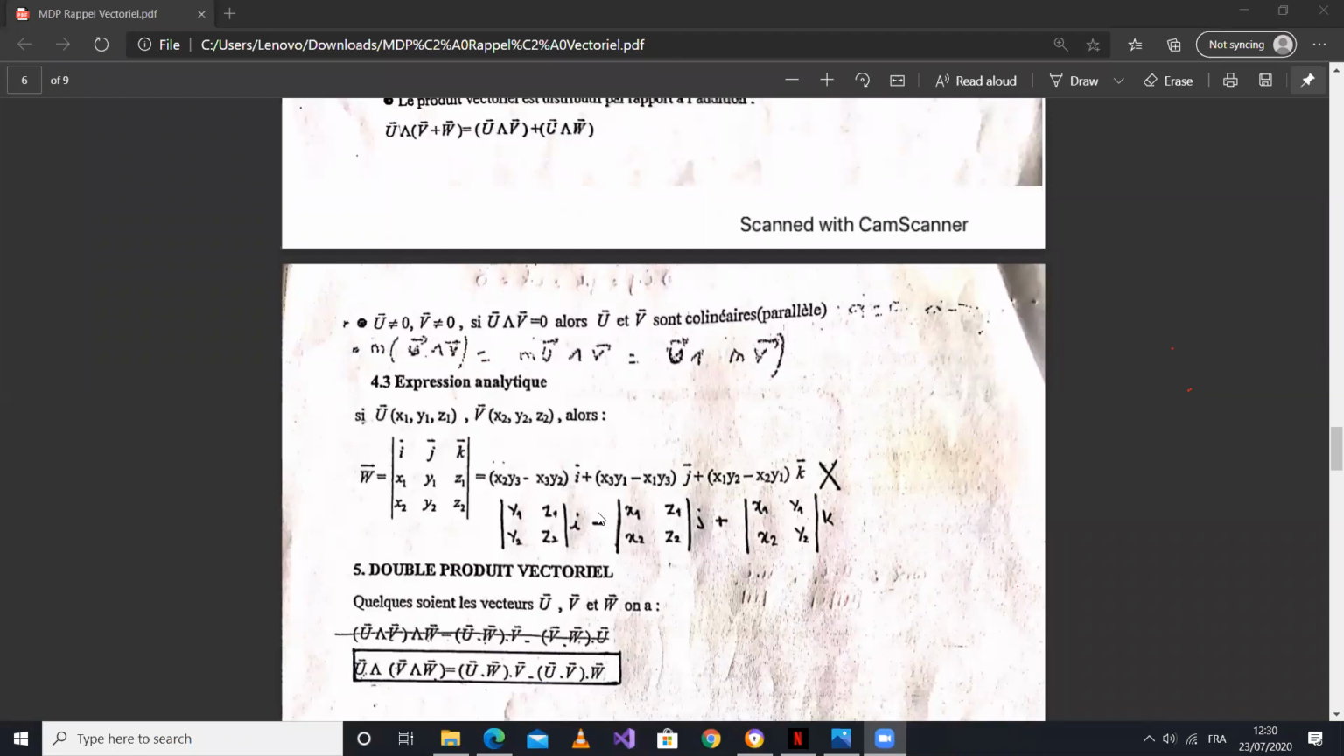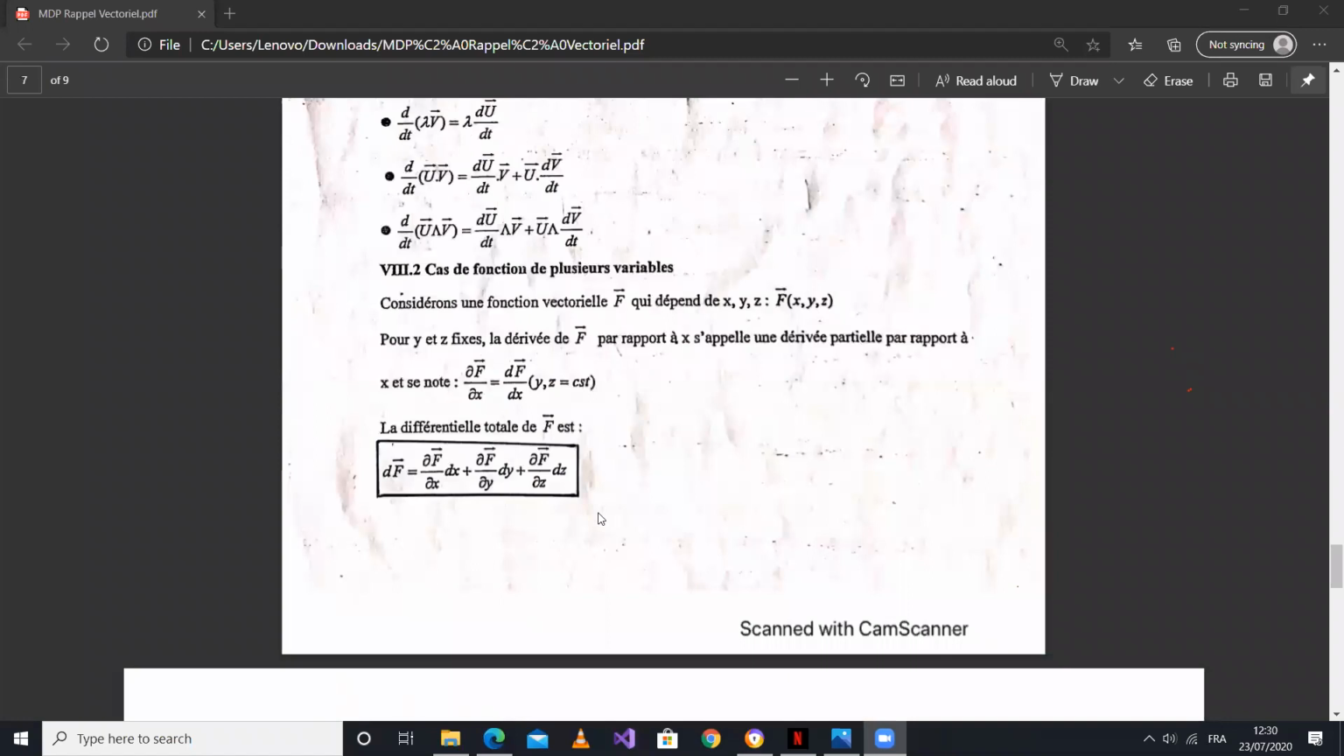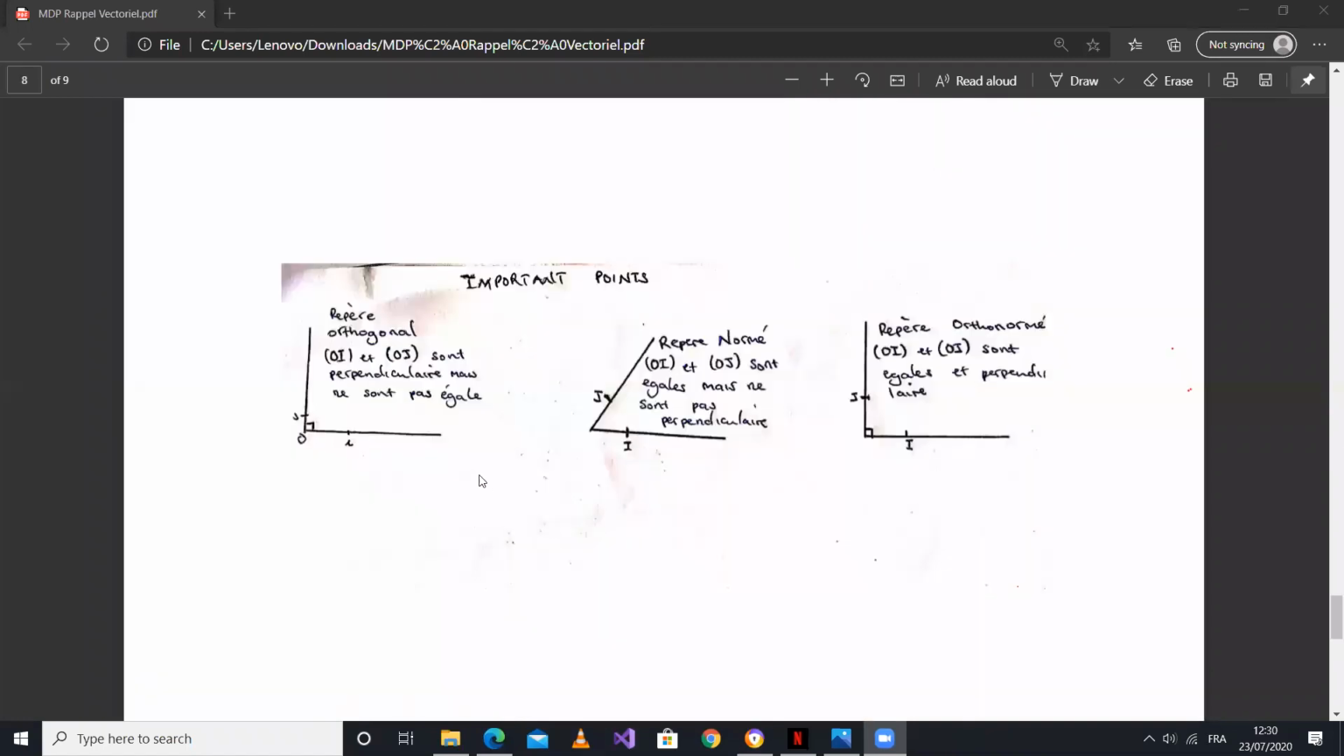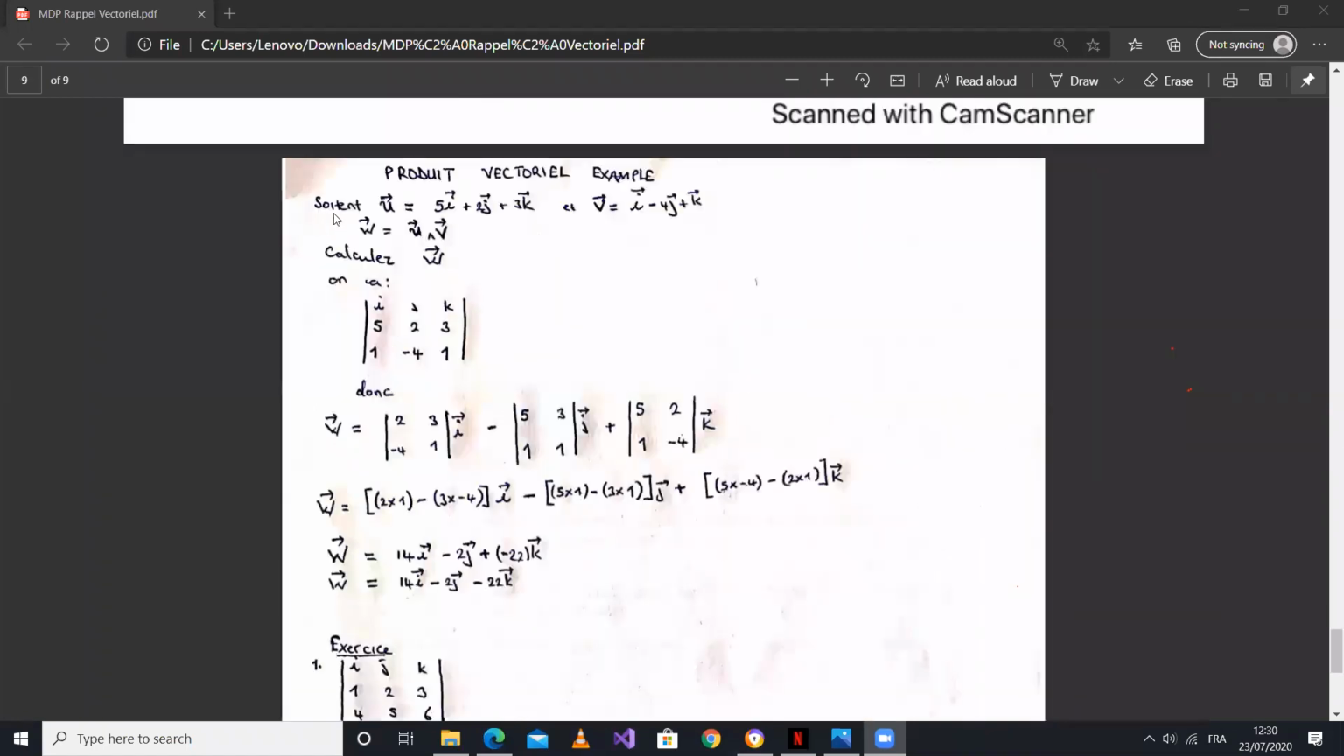We'll look at a numerical example to help us understand more. I put an example here. Soit deux vecteurs U et V, U égale 5I plus 2J plus 3K, et V égale I moins 4J plus K. Then we say W égale U vectoriel V. And they're asking us to calculate W here.